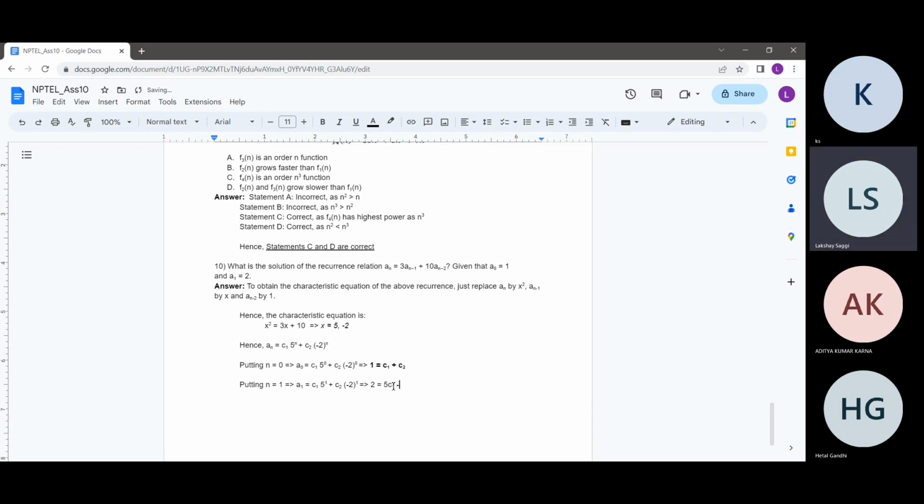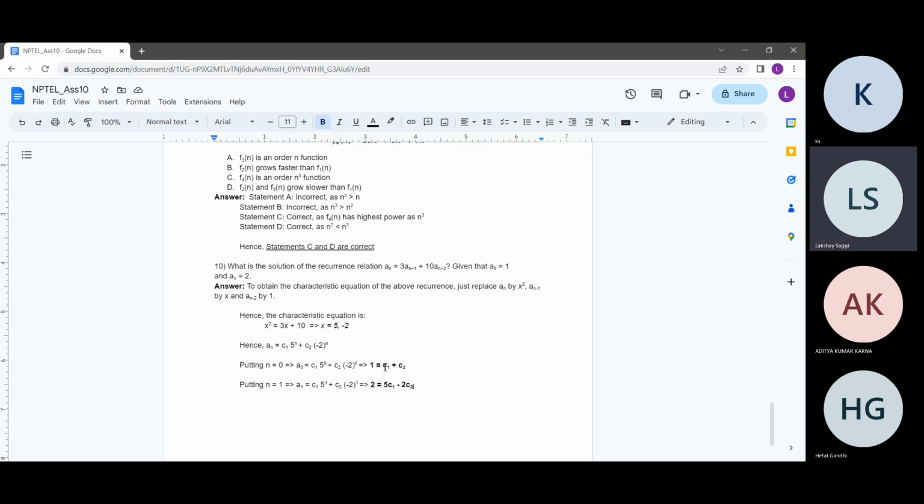And this will be minus 2 raised to power 1, which will be minus 2. So this will be minus 2C2. So this is the second equation which we obtained. Note that we now need to solve these two equations to obtain the value of C1 and C2. So I'll try to do this orally and write it down.